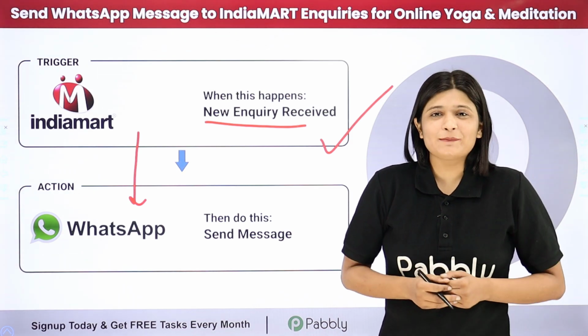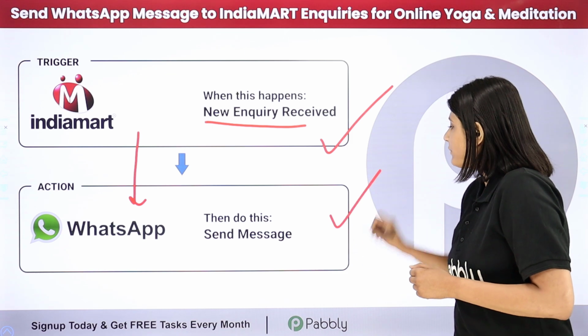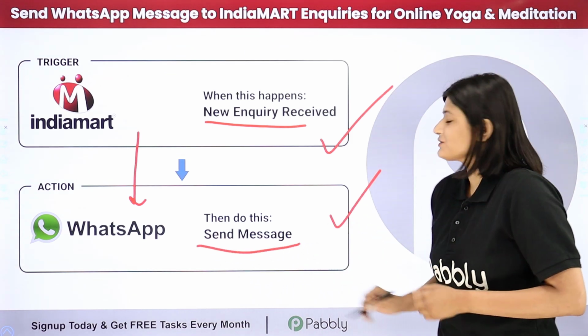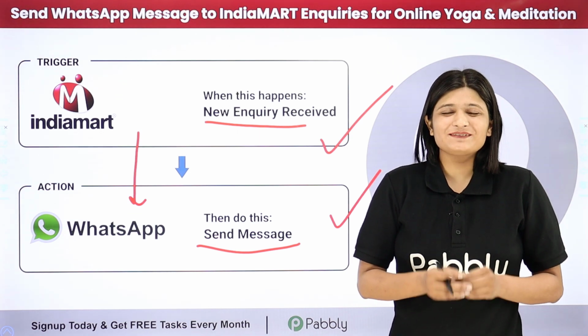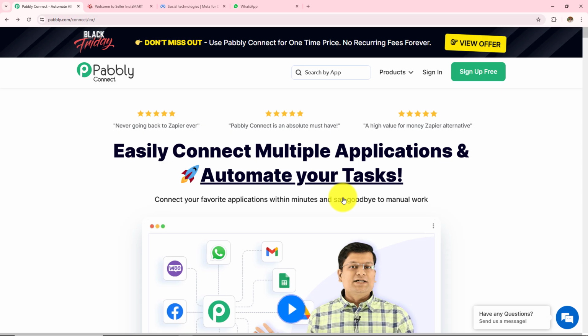And then in my action application, I am going to take WhatsApp Cloud API with the help of which I am going to send the message. If you want to learn this amazing automation step by step, then let me take you all to my screen. In this video, we are going to learn how to send WhatsApp message to IndiaMART leads for yoga and meditation. For this, we are going to create automation between IndiaMART and WhatsApp Cloud API with the help of Pabbly Connect.